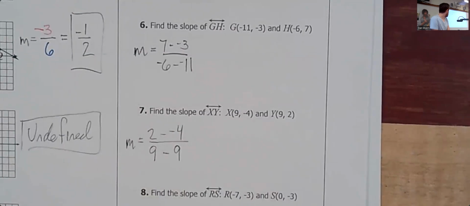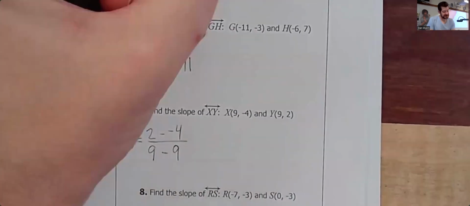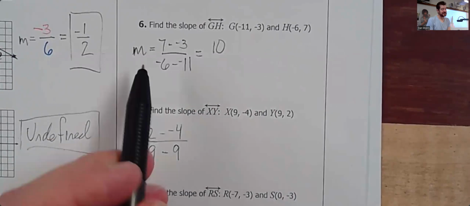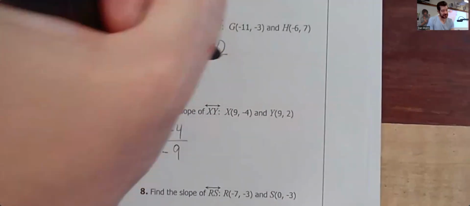So on the numerator, 7 minus -3 is the same as 7 plus 3, which is 10. On the denominator, -6 minus -11. Hey, we're going over some answers here. Thanks. -6 minus -11 is -6 plus 11, which is 5.